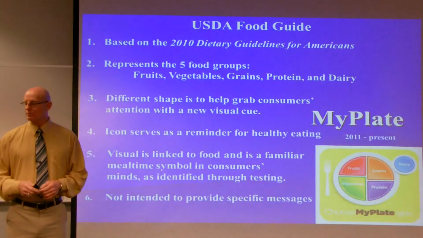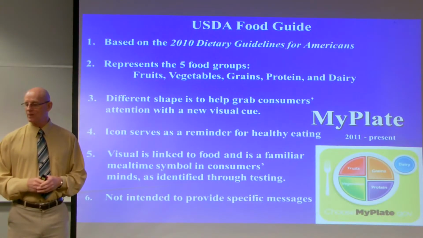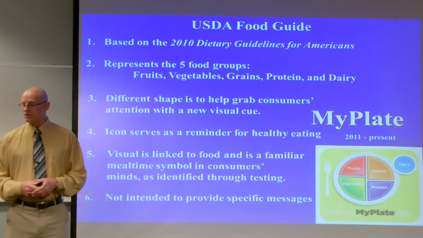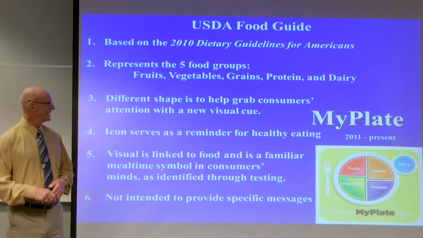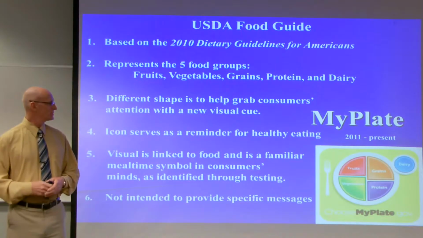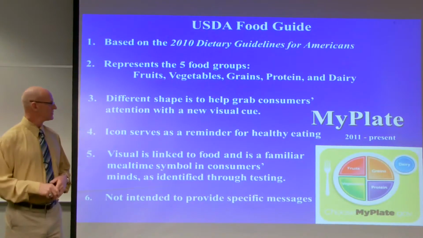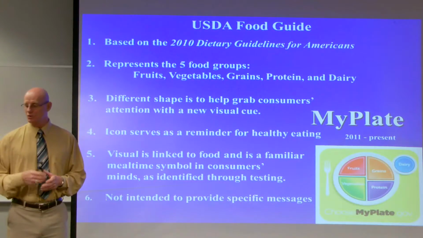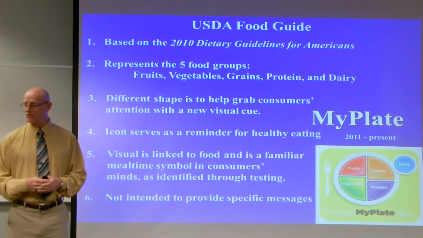Now, we progressed a little further in, based on the 2010 dietary guideline for Americans, we came up with the My Plate. This represents the 5 food groups, the fruits, vegetables, grains, protein, and dairy. When I look at this pictorial representation of a food plate, the first thing that I see is fruits and vegetables. It is a different shape to help grab consumers' attention with the new visual cue. The icon serves as a reminder for healthy eating.